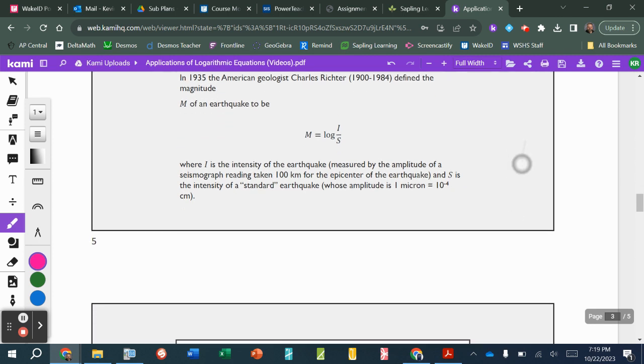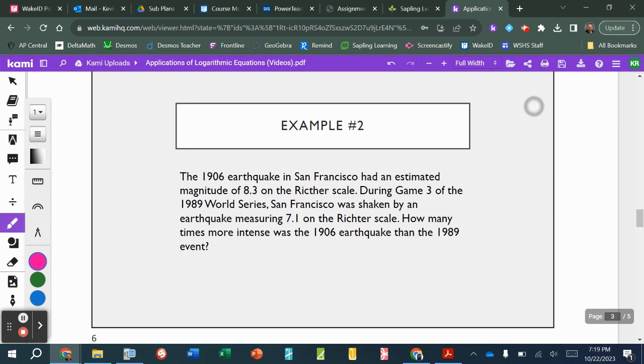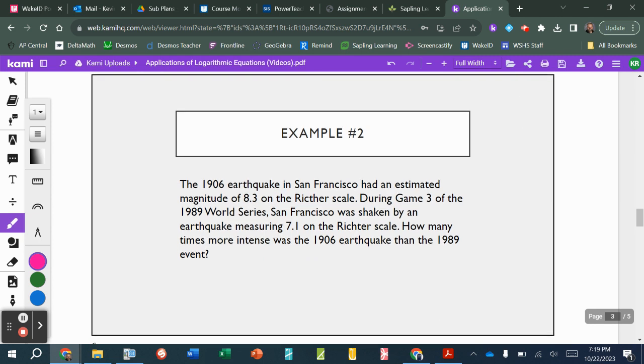So let's take a look at how we might use this formula to solve a problem. The 1906 earthquake in San Francisco had an estimated magnitude of 8.3 on the Richter scale. And the reason we say estimated here is this is, of course, before Charles Richter invented the Richter scale. But based on damage assessments and records, we estimate it to have been about 8.3.